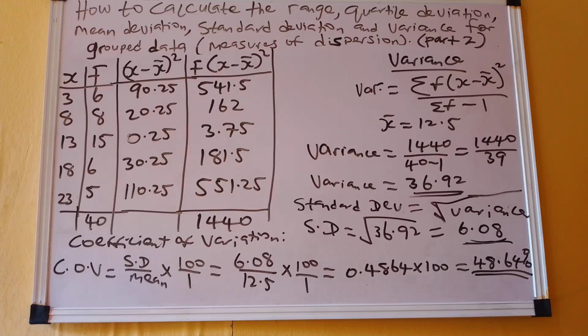Now we have looked at the standard deviation and the variance. The standard deviation is 6.08. The variance is 36.92. Now we just looked at the relative of the standard deviation, which is called the coefficient of variation, and that is the standard deviation divided by the mean times 100 over 1, and that happens to be 48.64. I hope you have learned this.